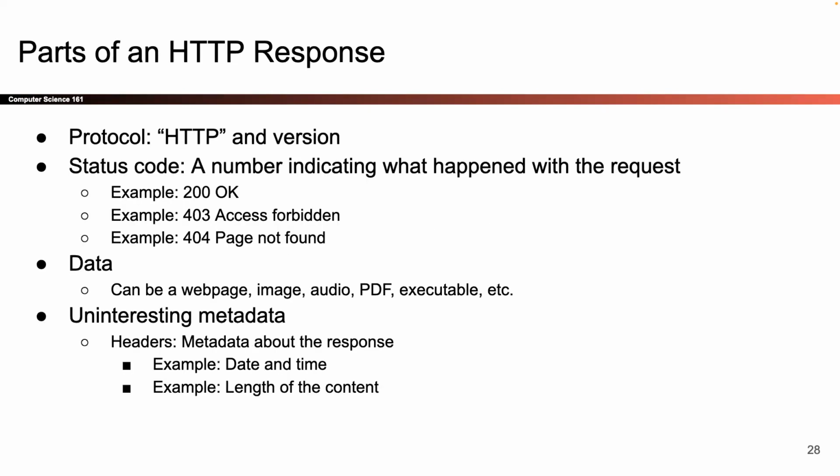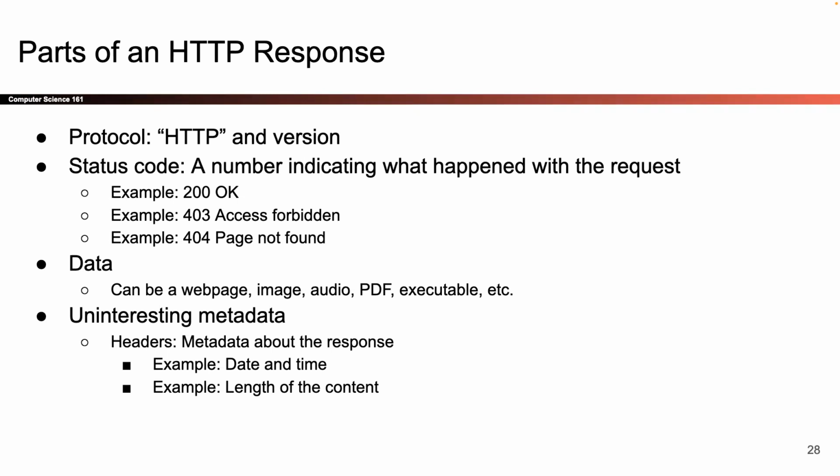Again, there's a bunch of uninteresting metadata, like, hey, this is HTTP. We don't really care about that. But there are two important things. One of them is that they have to send back a status code. At the very top of every HTTP response, they need to return a number. It's not optional. You have to have it. And the number is like a code telling you what happened with the request.